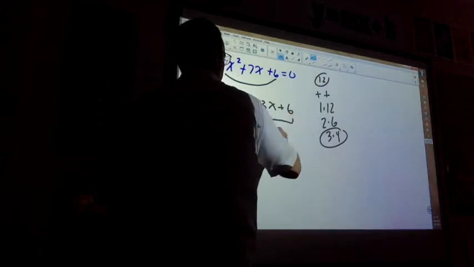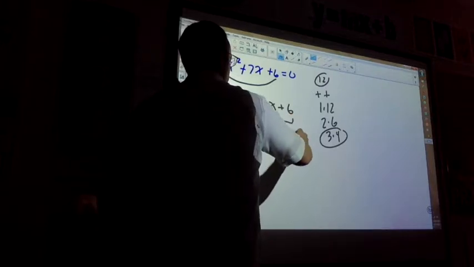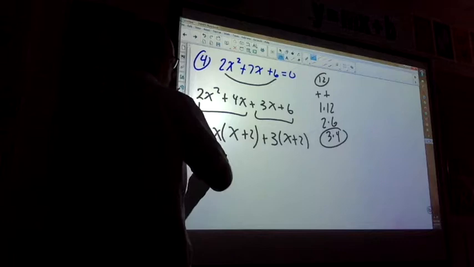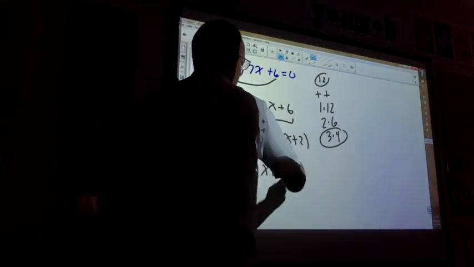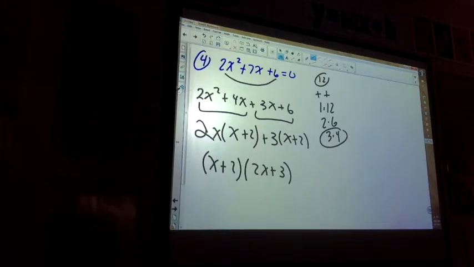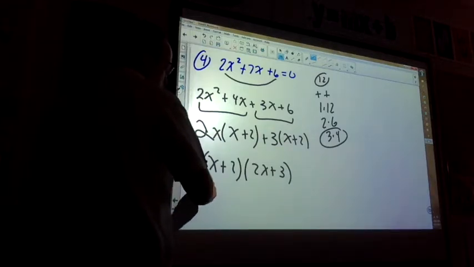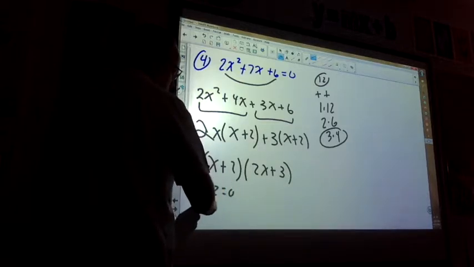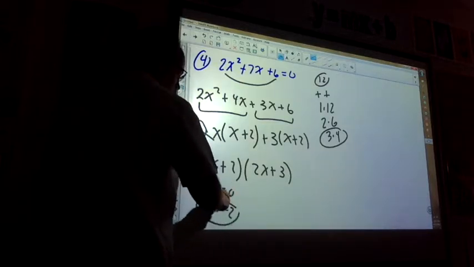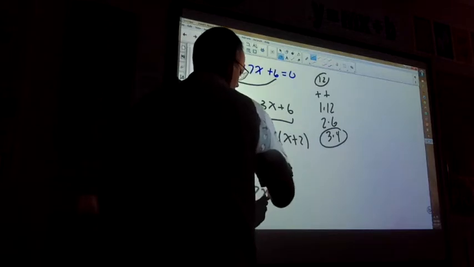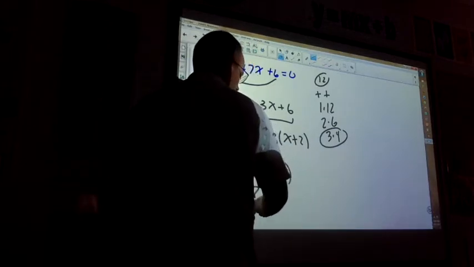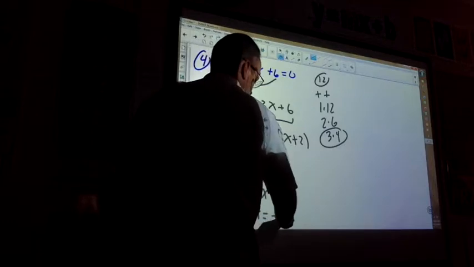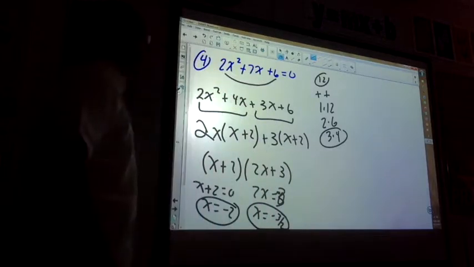And here I can factor out a plus 3, x plus 2. So you get x plus 2 and 2x plus 3. But I'm not done yet. Why not? You have to solve for x. So set each of those equal to 0. So x plus 2 equals 0. So subtract 2, you get that. And then this one, I get 2x equals 0, or equals negative 3, excuse me. And then x equals negative 3 over 2. There's my two answers.